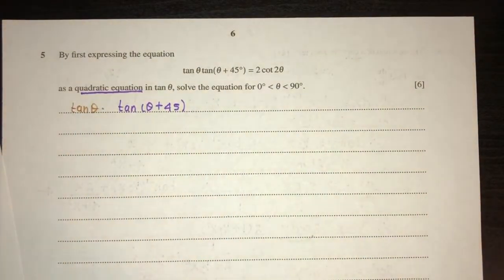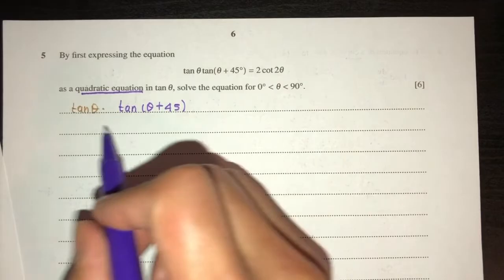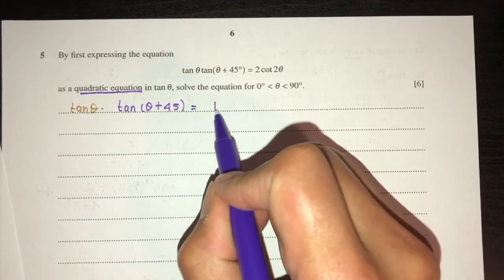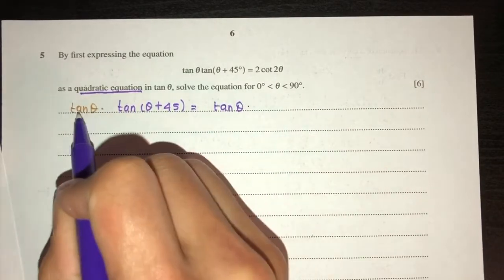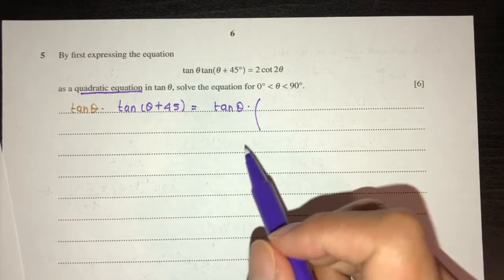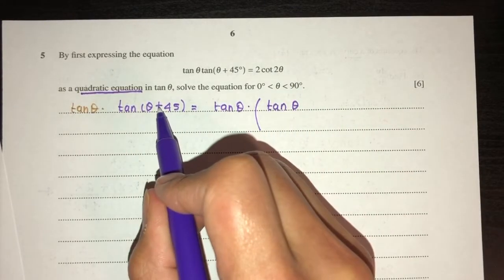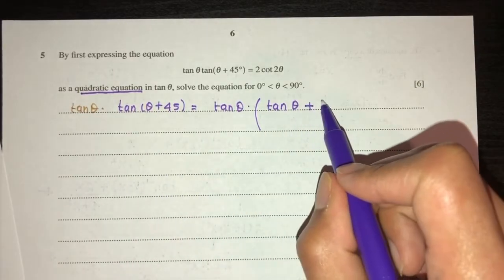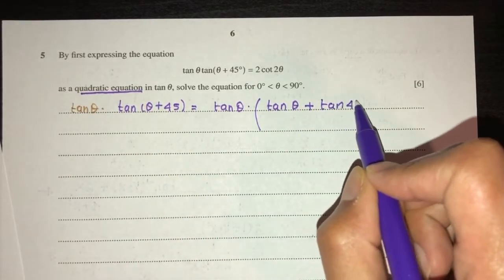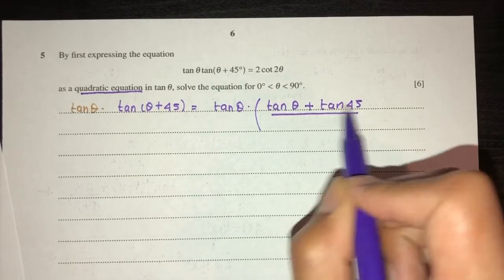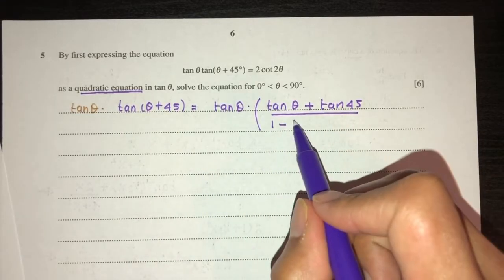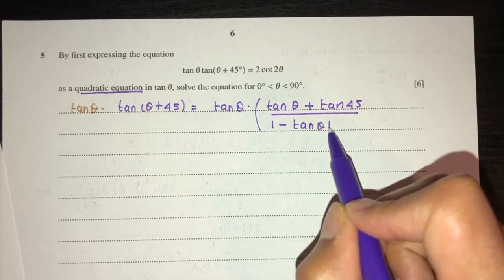So here we have tan of theta plus 45, and that should give you, so tan theta is the same, right? This is one multiplied by what? On top you will have tan theta. When you have plus, that stays plus here, and tan 45 divided by 1 minus tan theta and tan 45.